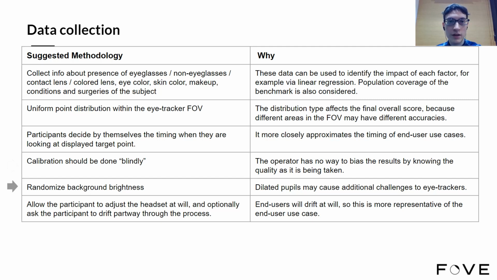Randomized background brightness. Dark backgrounds should be well represented in the datasets, since they will cause people to dilate, and dilated pupils have a different pupil center. This causes additional challenges for eye trackers, and that should be well represented.